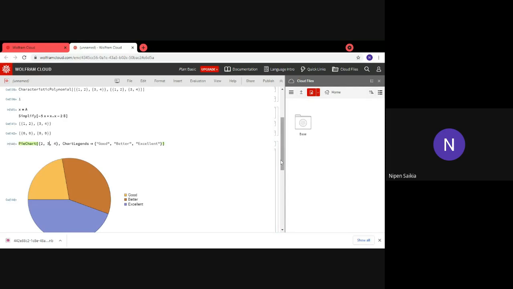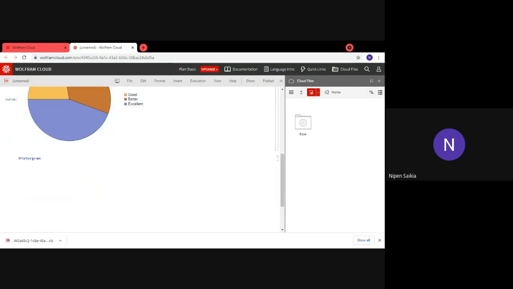I will write histogram later. I have 2, 3, 4. These are, so I will press shift enter. Histogram. I think there is a spelling mistake. So it comes out to be like this.